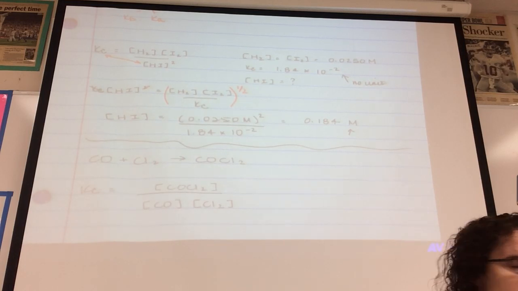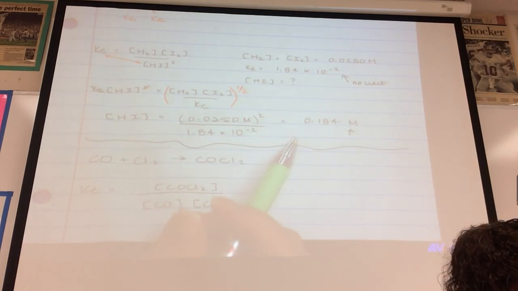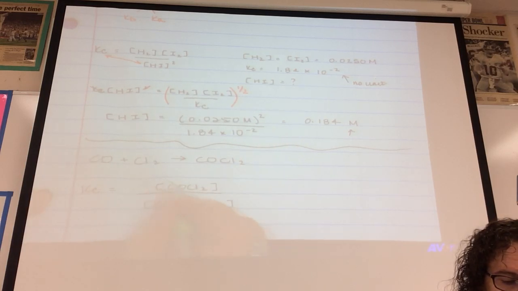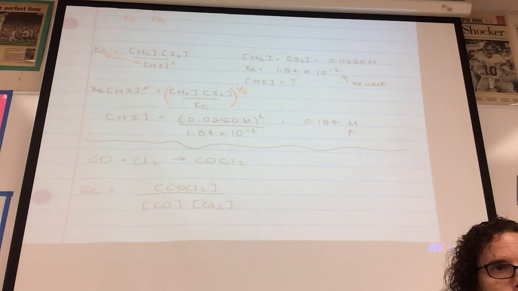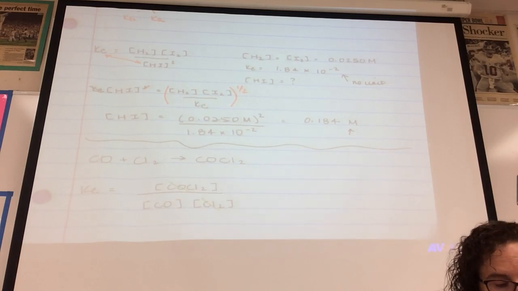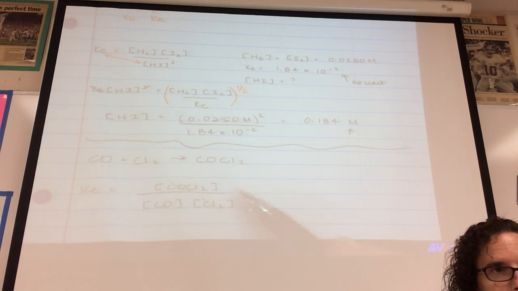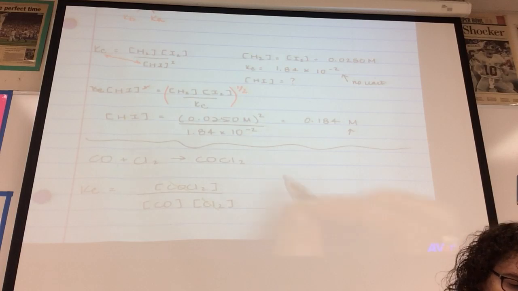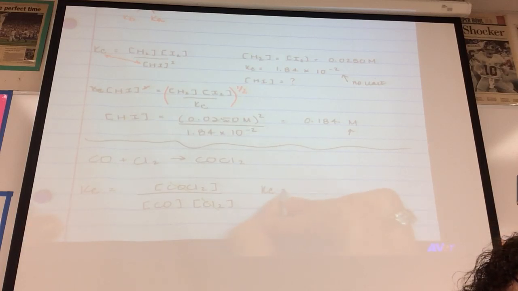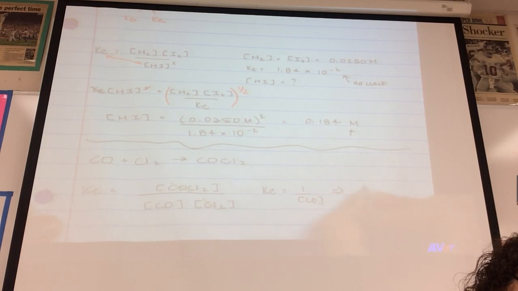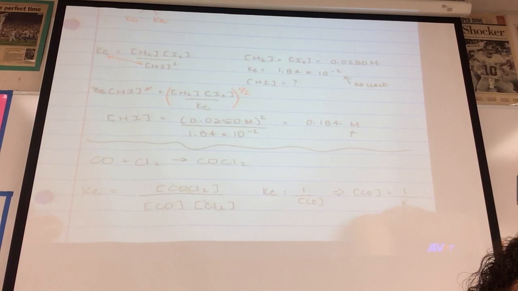Now it said two of them are the same. So you can just cancel those, right? They're the same. 3 divided by 3 is 1. So if these two concentrations, say 2 molar for both, are the same, bye-bye. So Kc is equal to 1 over carbon monoxide. We want to know the concentration of carbon monoxide, so that's 1 over Kc, right?